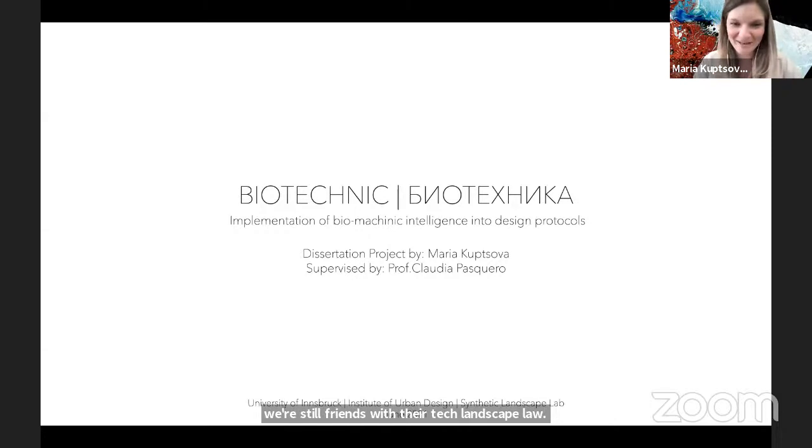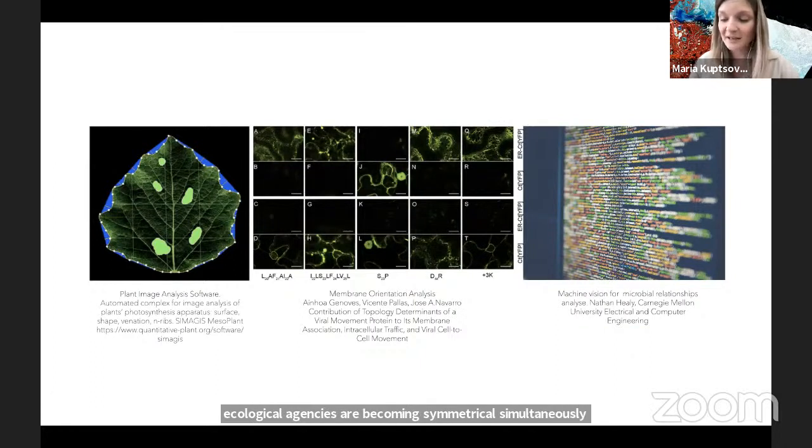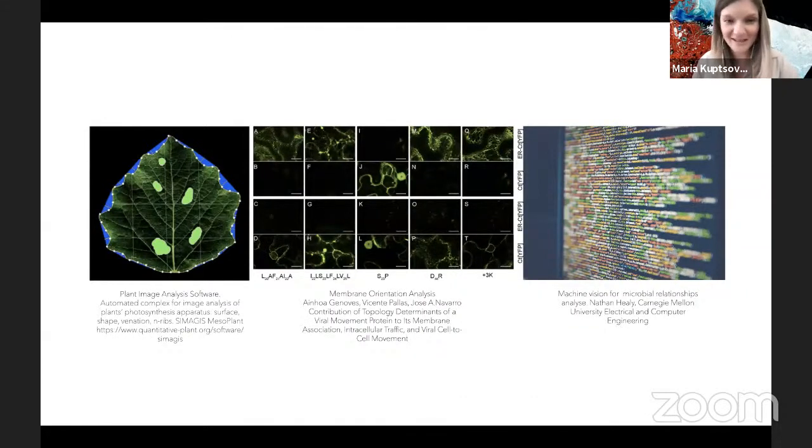Today, I think that with the progress of synthetic biology, robotics, and other developments, technologies basically enable a complex design platform along which inorganic, technological, and ecological agencies are becoming symmetrical. Simultaneously, with the collapse of biodiversity, technodiversity is reopened. We see a strong potential for an explosion of new design methods taking form through robotics, synthetic biology, and artificial intelligence.